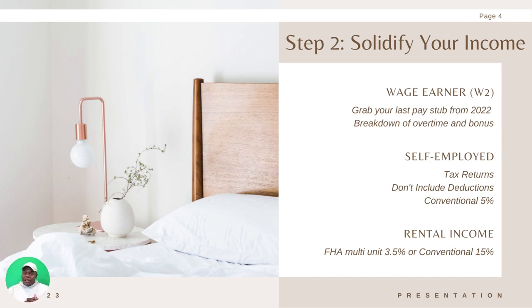And then rental income. Now with rental income, it's a little different. If you're buying your first investment property, then we're only going to use 75% of that income. We're only doing that because that is the way underwriters and the investors write their guidelines, like Fannie Mae, Freddie Mac, and Ginnie Mae. Now, if you are not buying it for the first time, we can actually use all 100% of that.